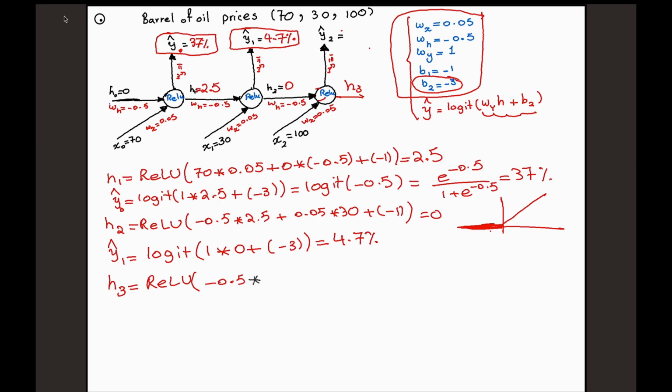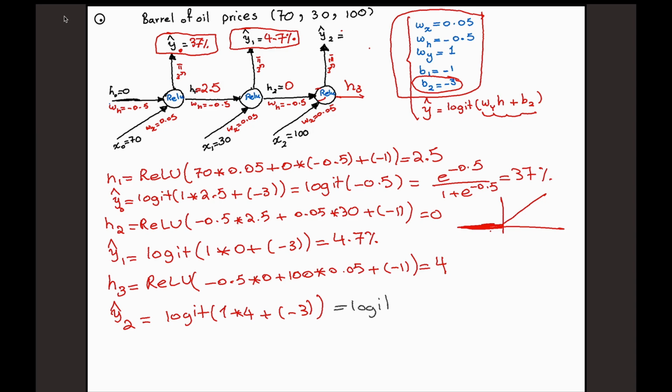Okay, times 0 plus 100 times 0.05 plus its bias, which is negative 1. So that would add up to 4. So y hat 2 will become logit of 1 times 4 plus its bias, which is negative 3. And logit of 1 is simply 73.1%.